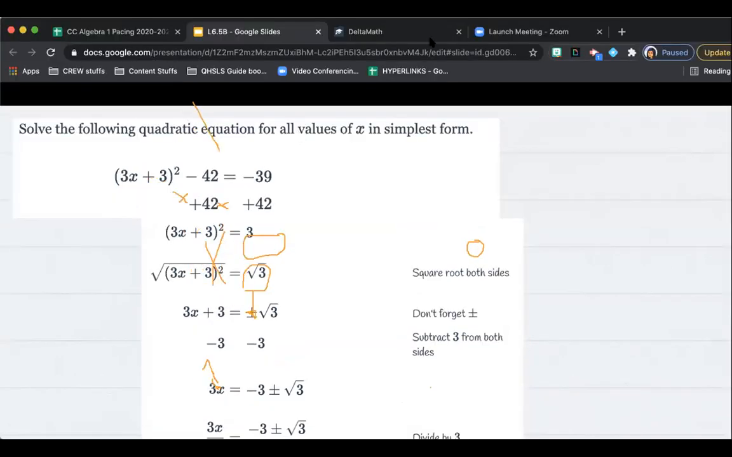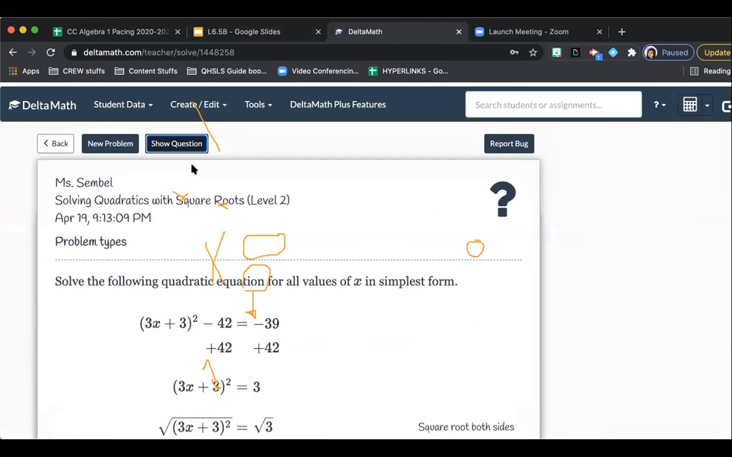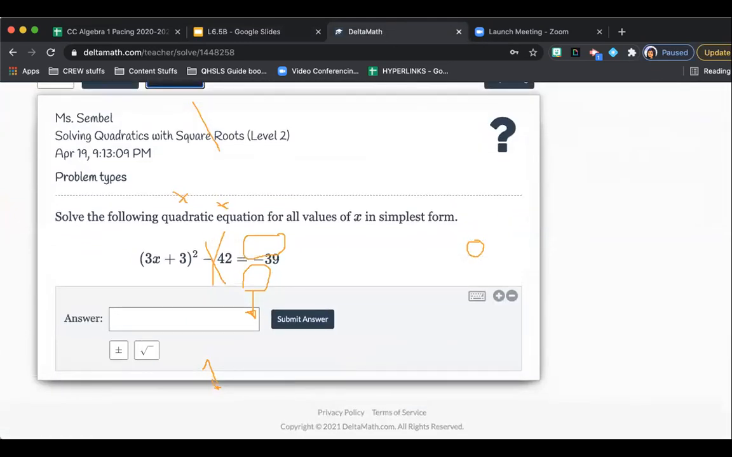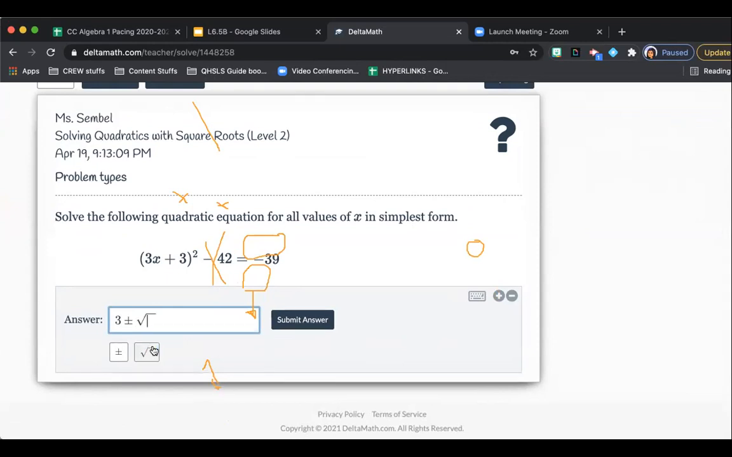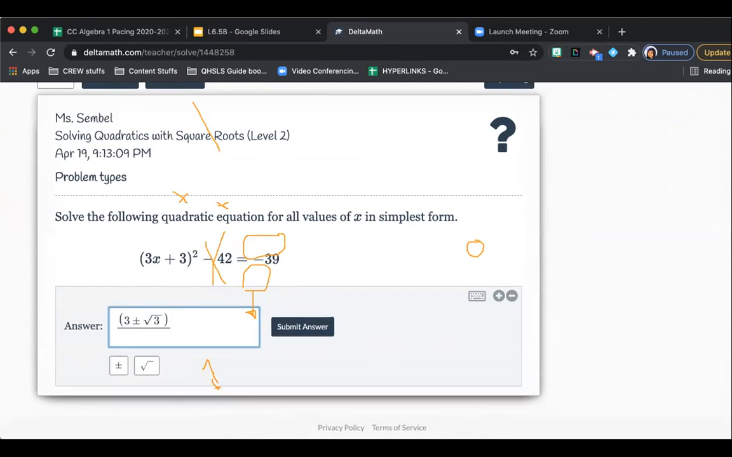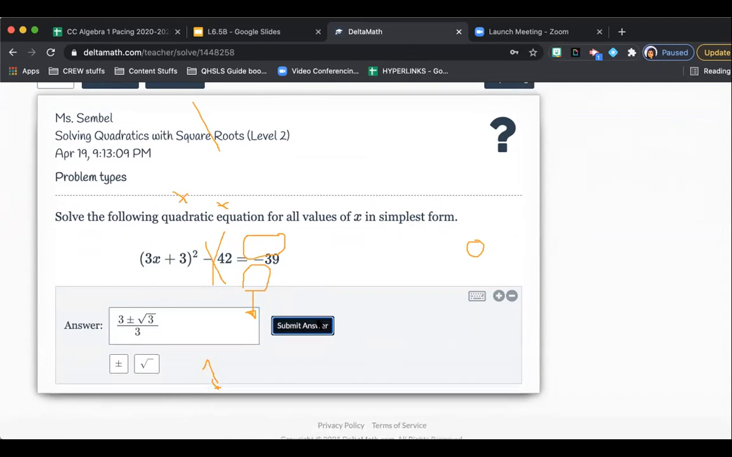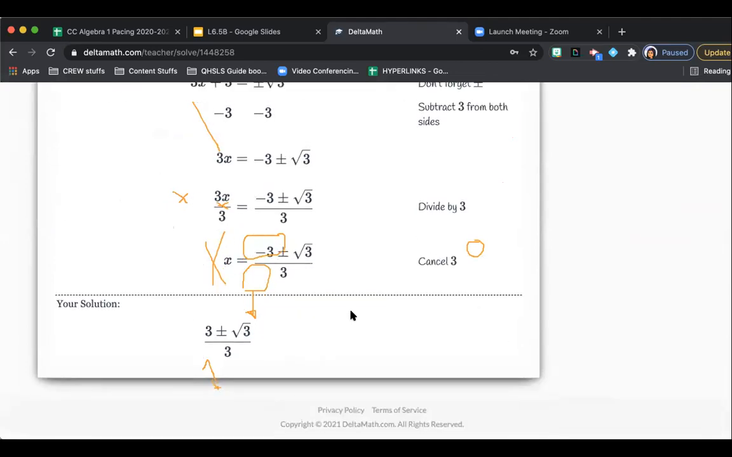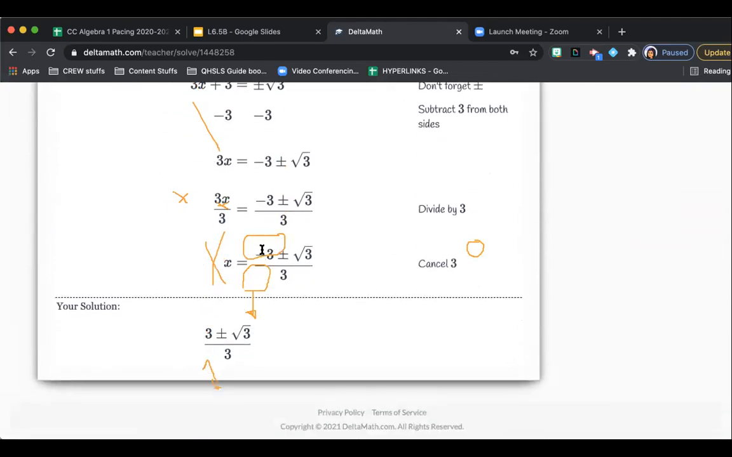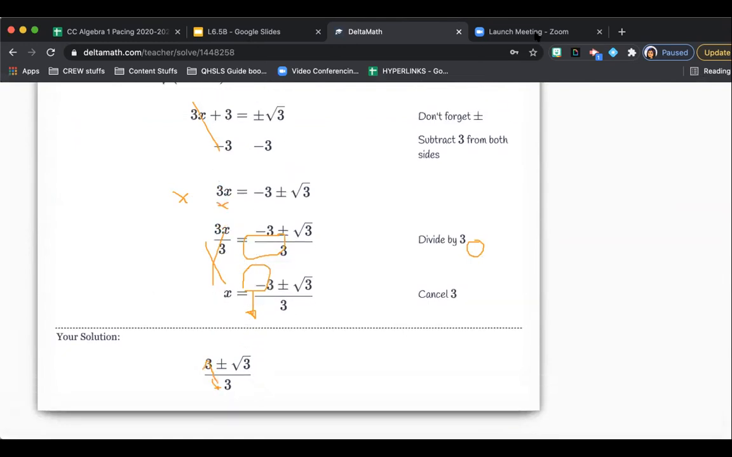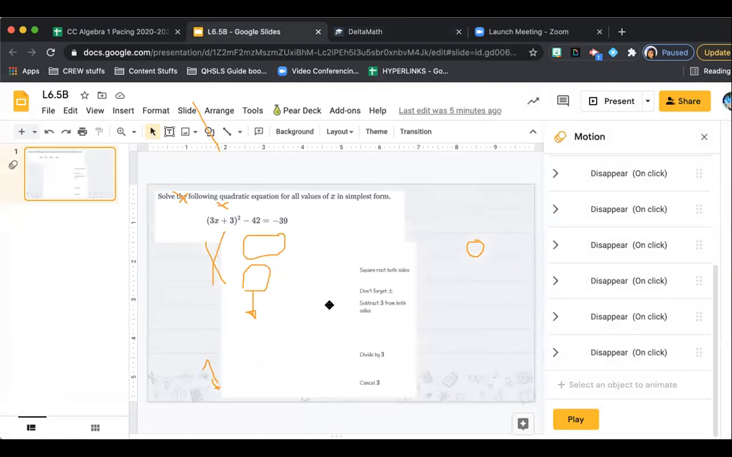Now, how do I write it down on Delta Math, Ms. Amber? Well, when you write down your answer, you can put the negative 3 plus or minus square root of 3, and you can put a parenthesis there over 3. And you can just remove the parentheses later when you submit the answer like this. Oops, it's wrong. Oh, I forgot, there was no negative. Anyways, it's supposed to be negative. I just wrote it wrong there.